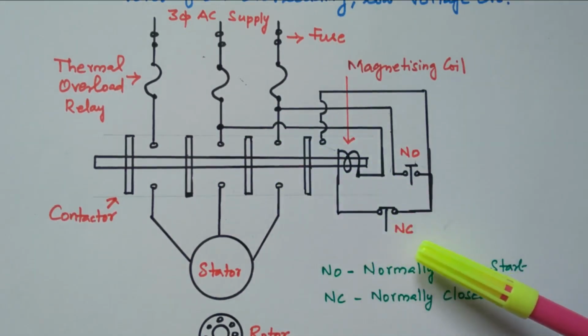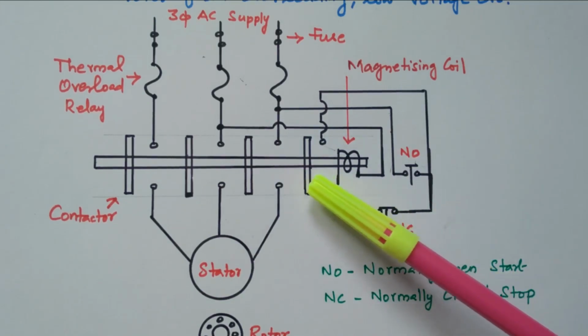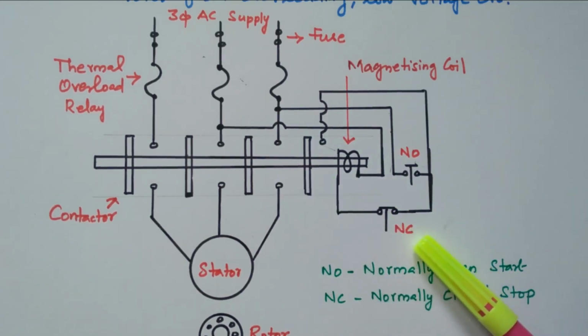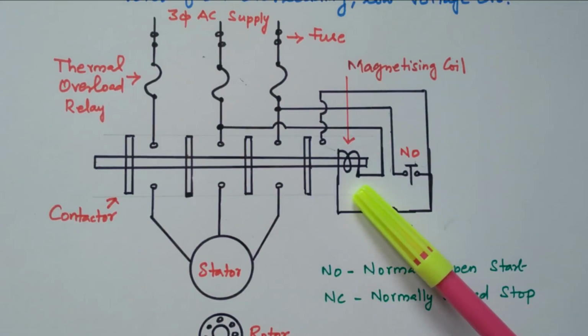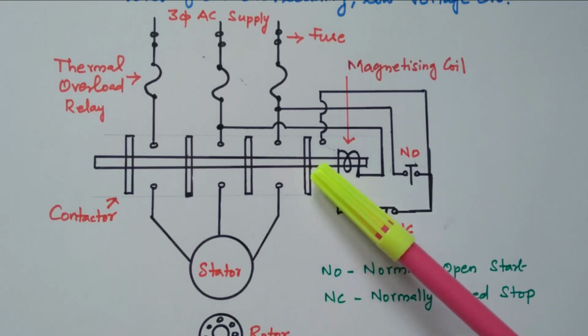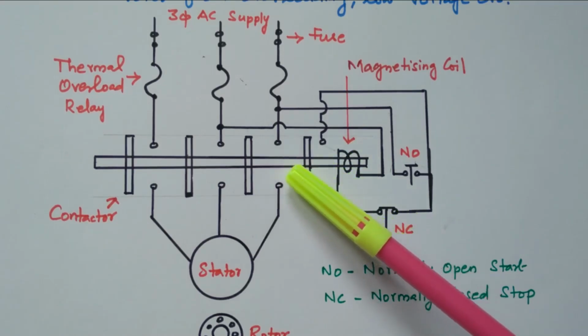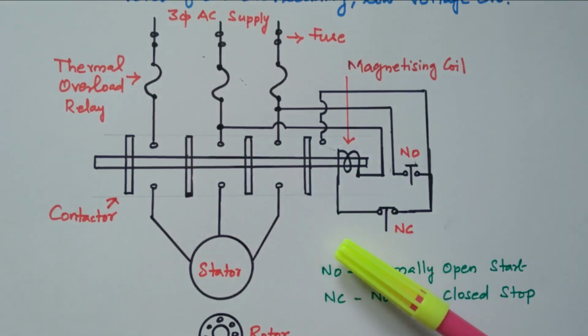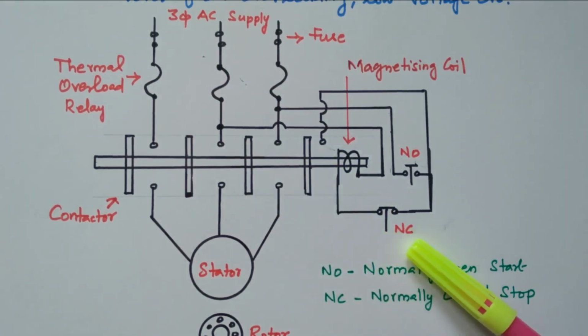Suppose if any abnormal condition is there, we want to disconnect the supply, this NC is opened. If you open the NC, what will happen? The supply is not given to the magnetizing coil. The supply given to the magnetizing coil is cut off, so that it is de-energized, and so that it will release the slip ring, so the supply is disconnected during abnormal condition.